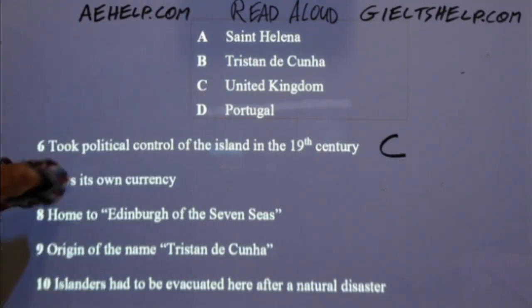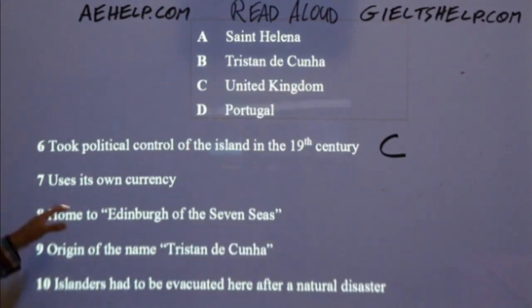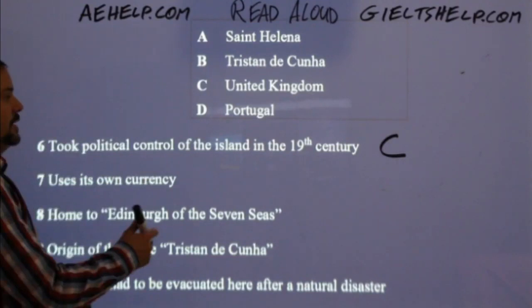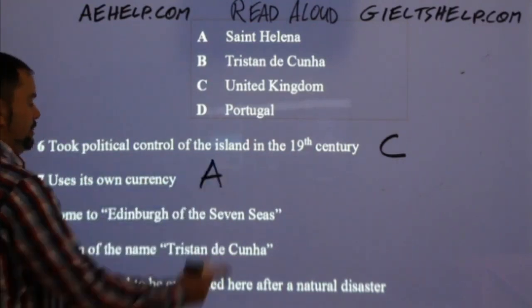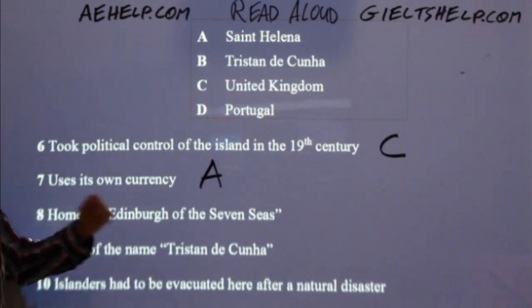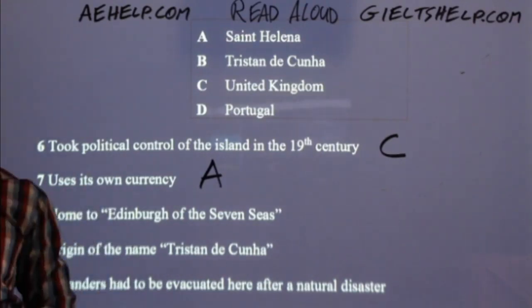Okay, awesome. Uses its own currency. Which of these islands was like, oh, okay, they use their own money for number 7? Uses its own currency. St. Helena, Tristan da Cunha, United Kingdom, Portugal. Yeah, it was St. Helena, right? They used the St. Helena pound. Sure. Okay, number 8, home to Edinburgh of the Seven Seas. That one should be fairly easy.